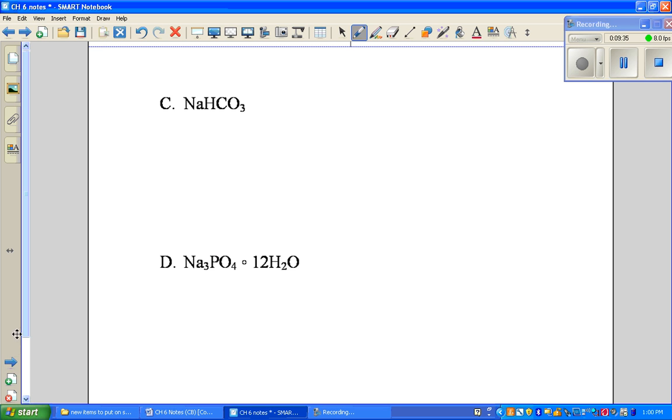Okay, molar mass is not any harder than that. So what I want you to do is you guys should be able to do letter C by yourself. I want you to see if you can get 84.0 grams per mole. So that's the answer for this one.